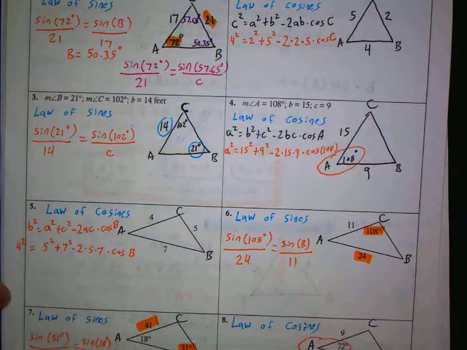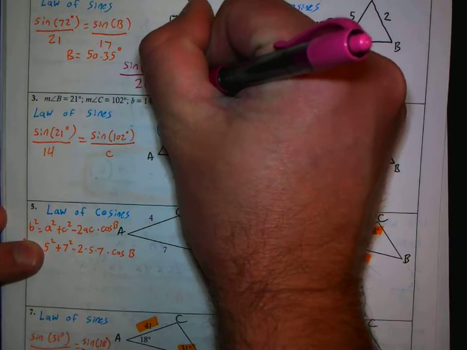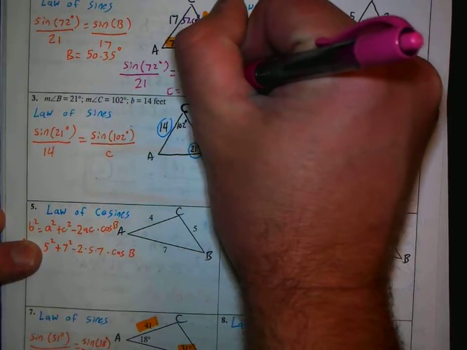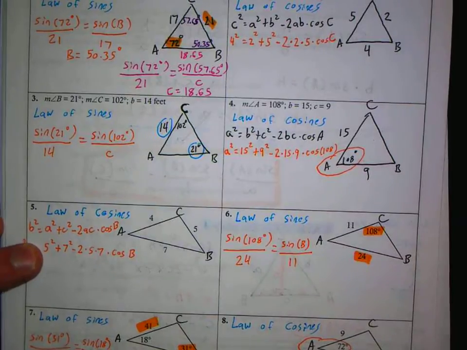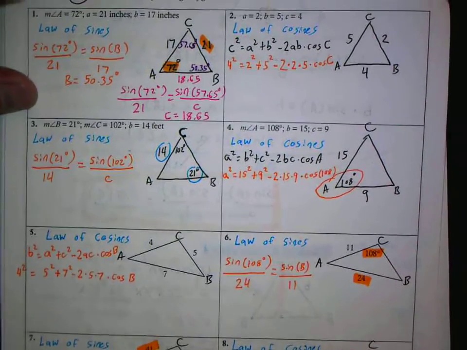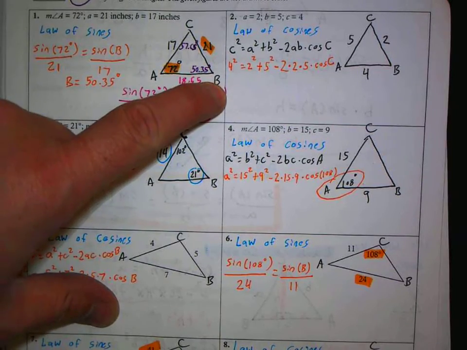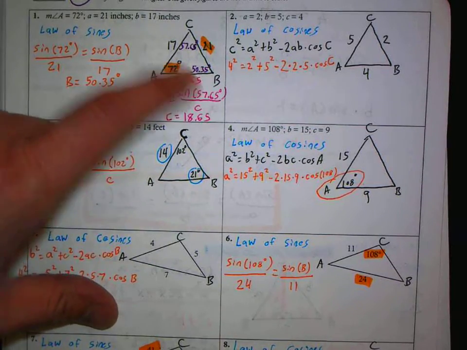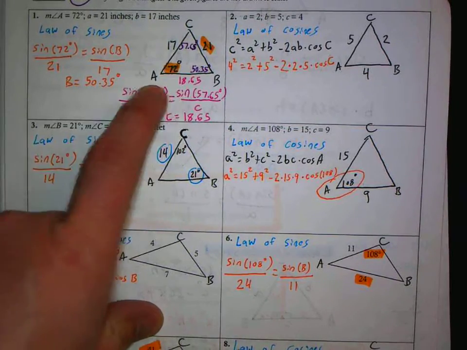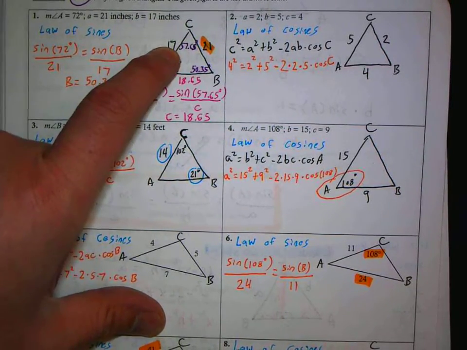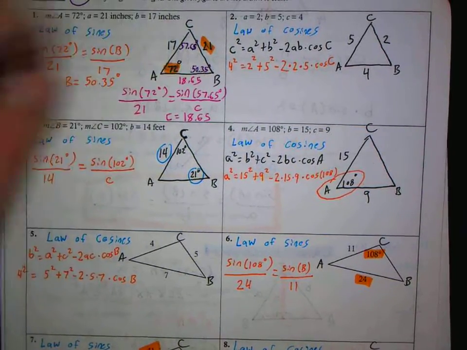Going back to my paper, again, I didn't have room for all this. C equals 18.65, which means I could label this 18.65. Now, if you wanted to go through and label big A is 72, angle B is 50-ish, angle C is 57-ish, and then little c is 18.65, little a is 21, little b is 17. You could, or if I just see a triangle, I'm happy. Okay, I see a triangle that's all filled in, I'm happy.